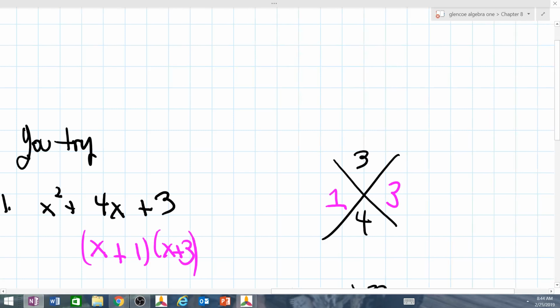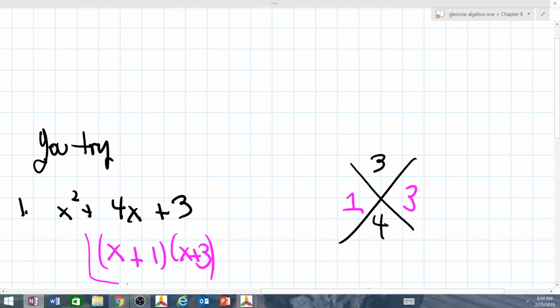This is your answer, guys, right here. However, if you were to go back to check to see if you factored it completely, if you were to go back and FOIL it, you would get x squared plus 4x plus 3. Are you with me? Yes? Yes. Okay, let's look at the second one.